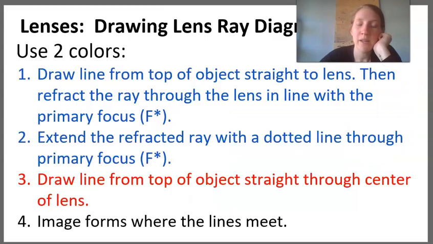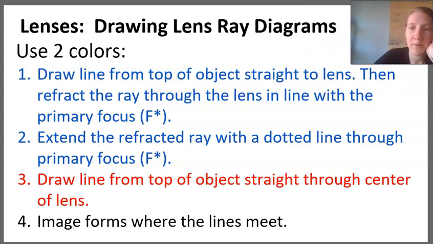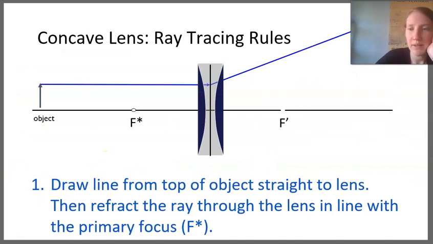So I'm going to show you how to draw them. It's very similar to how we drew the convex ones. So you still draw a line from the top of the object straight to the lens, and then you'll refract it through the primary focal point, which is now on the same side. You'll extend that ray through the primary focus point, and then you'll draw a line from the top straight through the center. So the only real difference between our concave lens and our convex lens is these blue lines. And it's not really that different, but I'll show you what's happening.